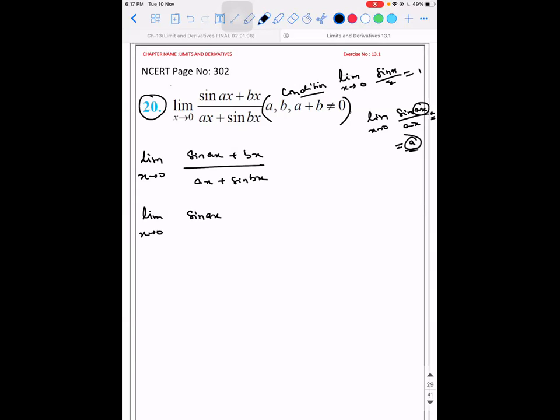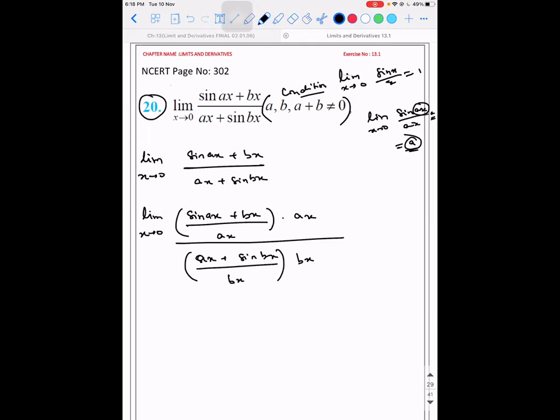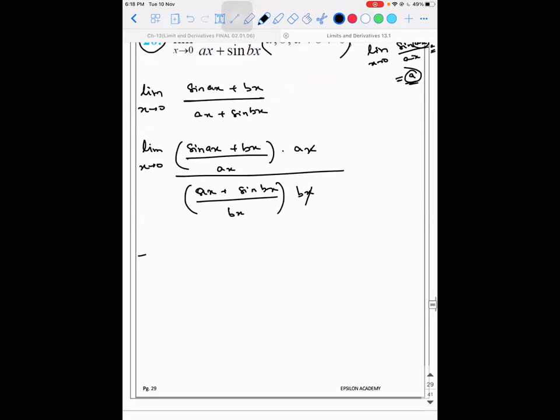Okay, sin ax plus bx divided by, I'll put ax into ax, divided by ax plus, tell me what am I supposed to divide the denominator with? Bx. So with bx and compensate it with bx. Here x and x will get cancelled, which implies limit x tends to 0, sin ax divided by ax, plus limit x tends to 0, bx divided by ax into a.